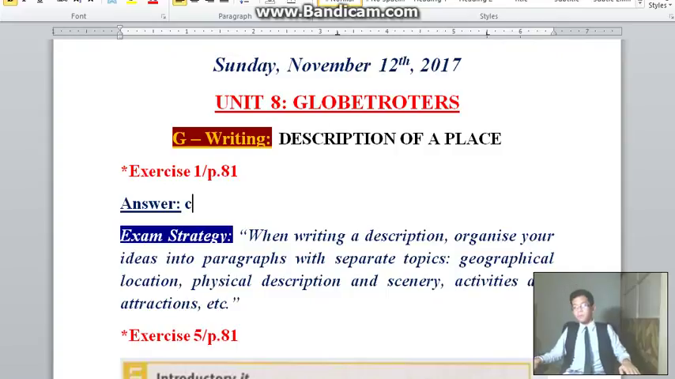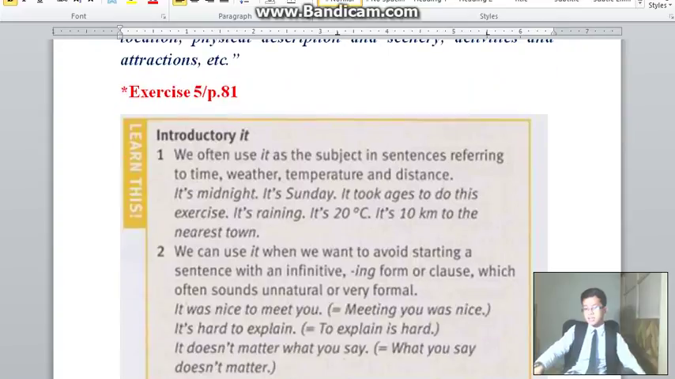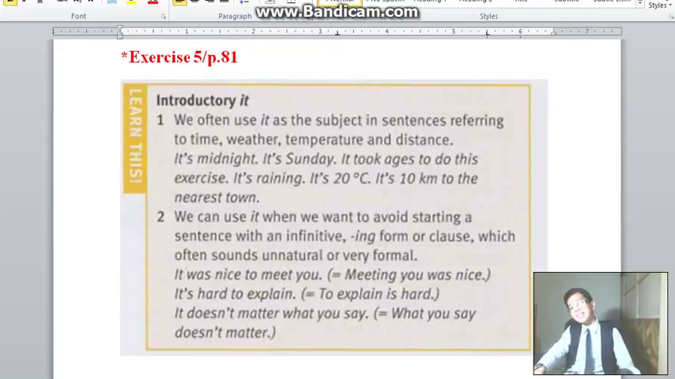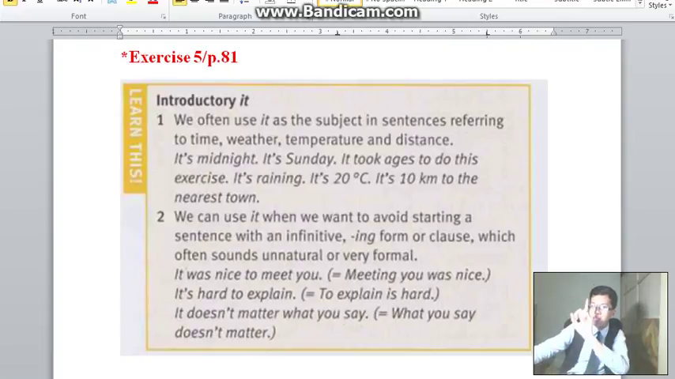So now we'll go to exercise number 5, introductory it. What is introductory it? 1. We often use it as the subject in sentences referring to time, weather, temperature, and distance. For example, it is midnight. It is Sunday. It took ages to do this exercise. It took ages? What? That long? It is raining.